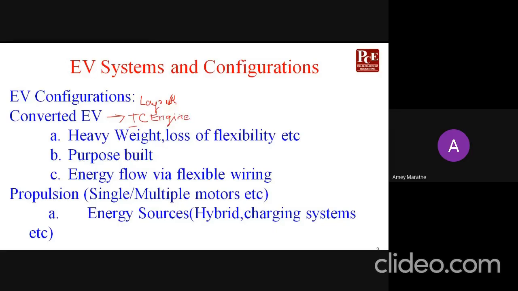Converted EV. So we are going to remove the IC engine, and then we simply replace the engine with some electrical components, and that is how we convert it into an electric vehicle. That is why we call it a converted EV. So what is the downside of it? When you talk about the downside for all the EVs, the downside is heavyweight. And when we just replace the engine by motors, we lose the flexibility.